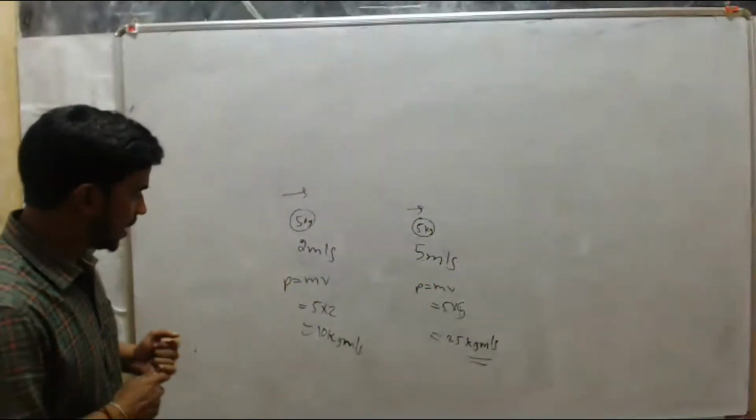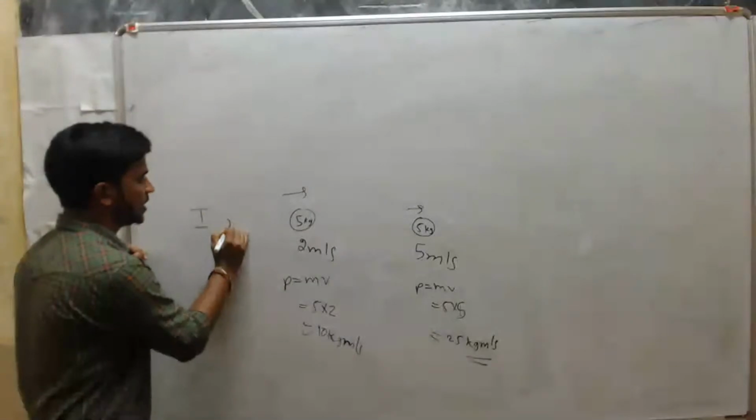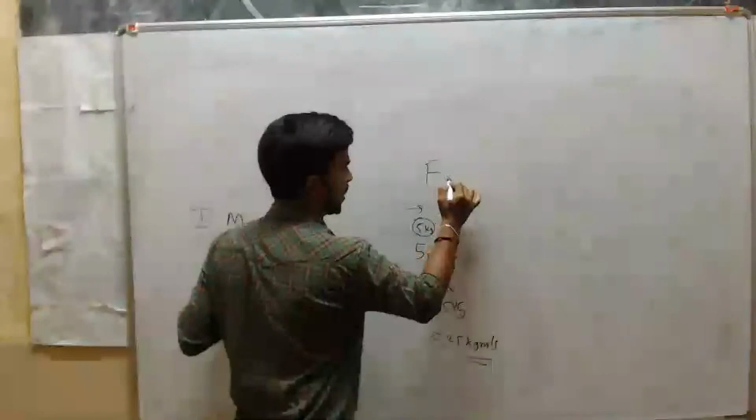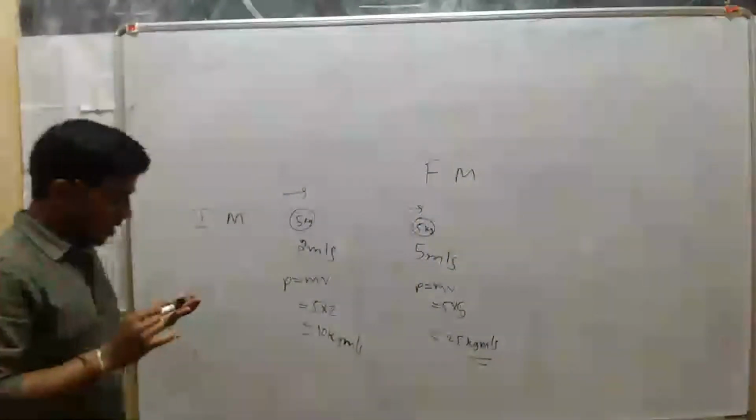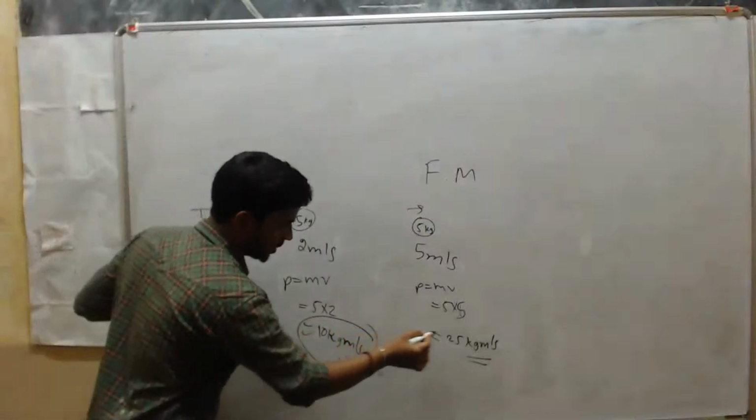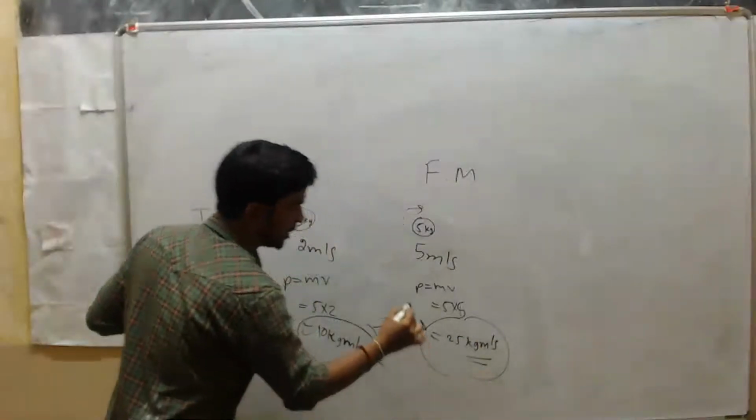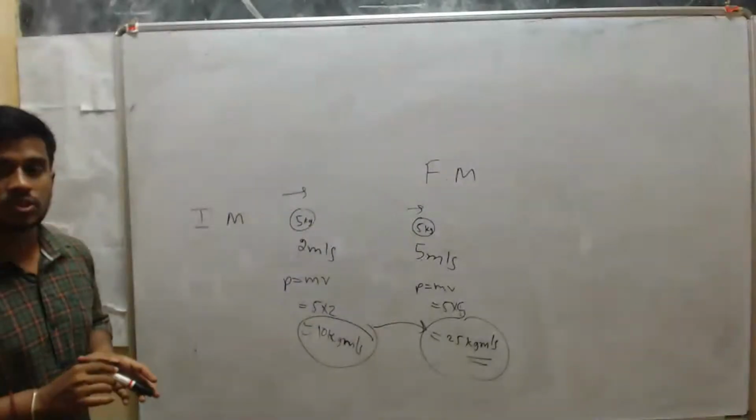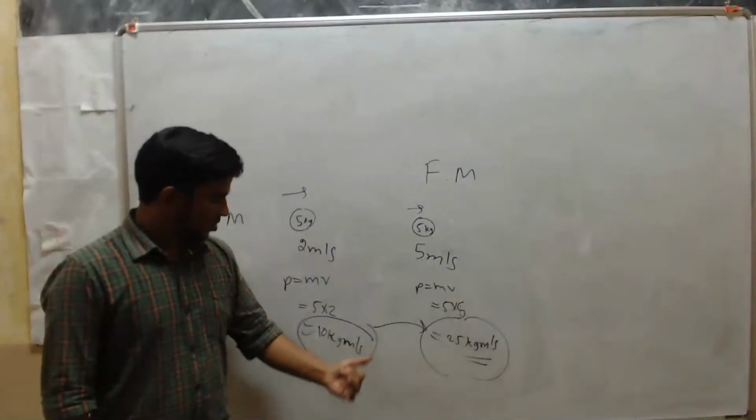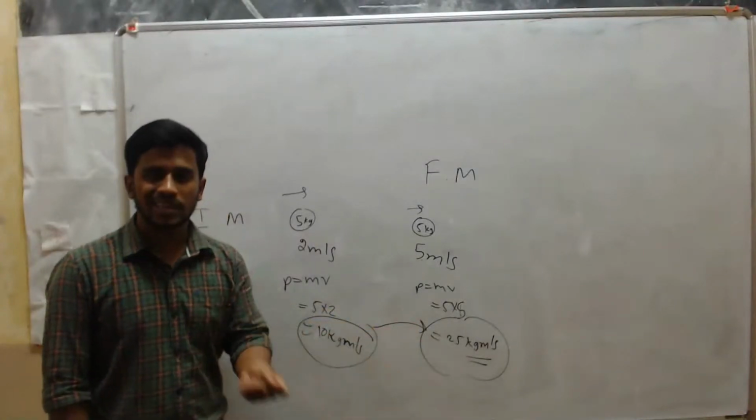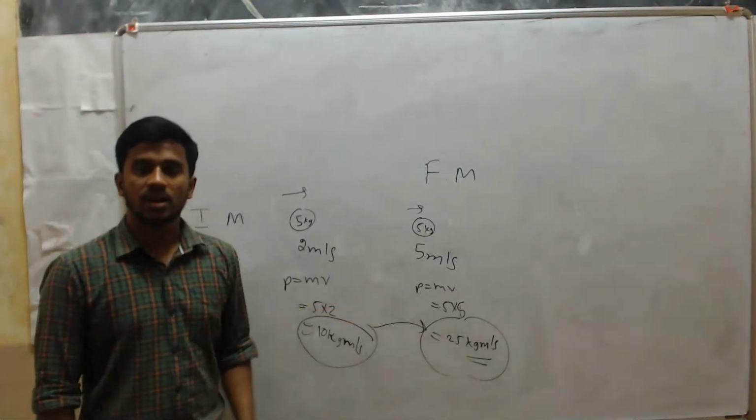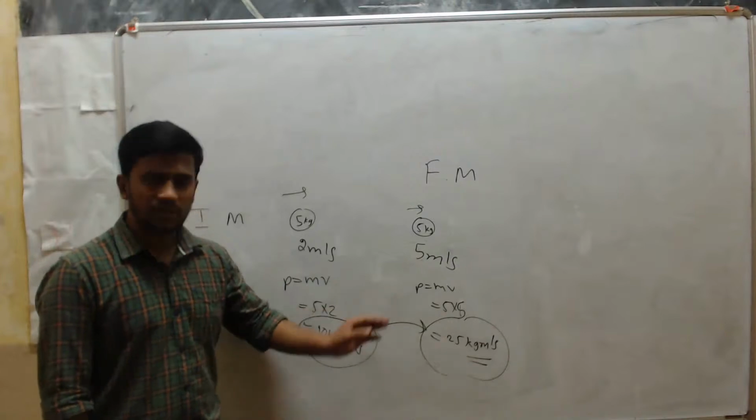Okay, now see this example. This is the initial momentum, and this is the final momentum. Clearly we can say that momentum changed here, from 10 to 25. To change from 10 to 25 it will take some time, right? Maybe it is 1 second or 2 seconds or 3 seconds, whatever it is, but it will take some time.